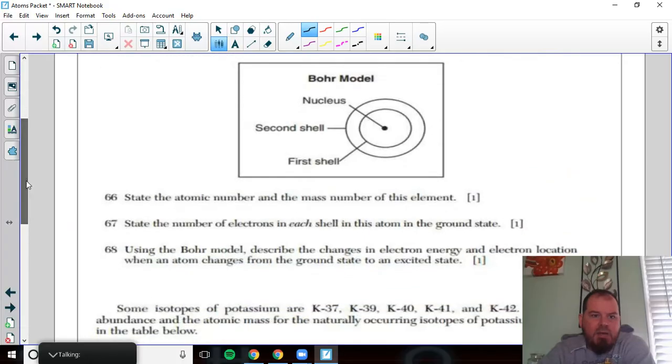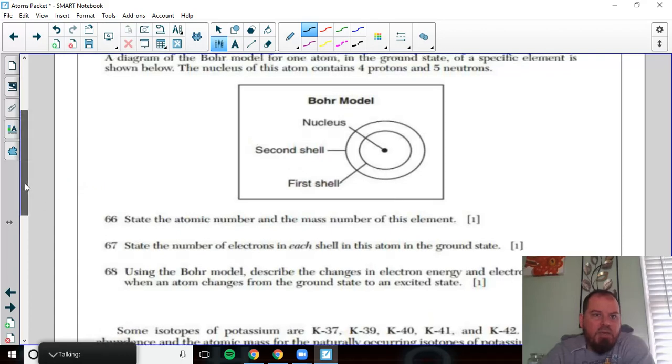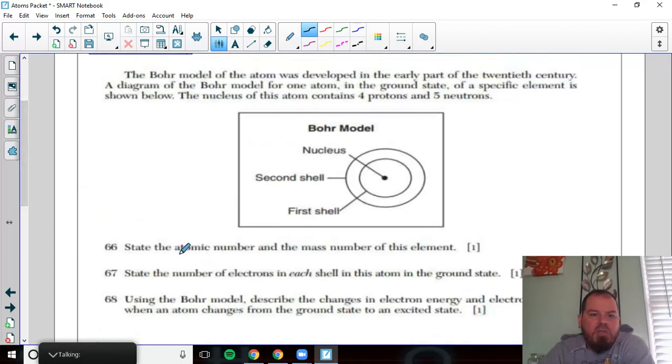Okay, here we've got a Bohr model. It says state the atomic number and mass number of this element. So this is hidden in the reading somewhere. We know atomic number is just the number of protons. It says right here it contains 4 protons. Mass number, we know, is protons plus neutrons. We did that extensively at the top of all of our pages, right? So that's where I get the 9 from. Add protons and neutrons together.